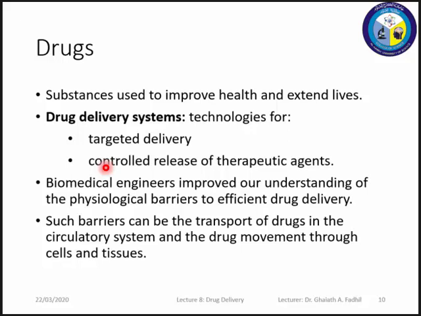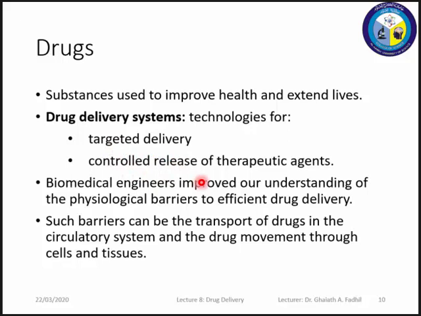But the main focus of drug intake is that we are taking it for a reason, and there is a target that we want this drug to be delivered to, and there is a release of medical substances into the body. The aim of drug delivery systems should always be targeted delivery and controlled release of therapeutic agents.